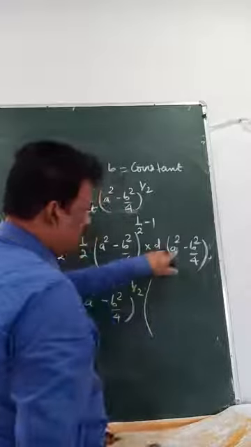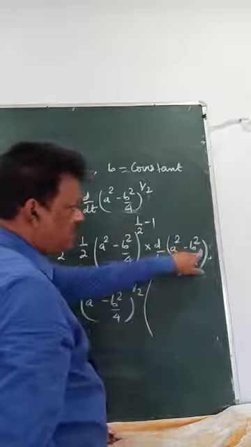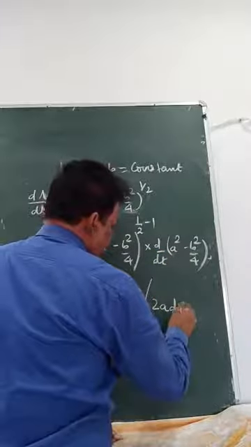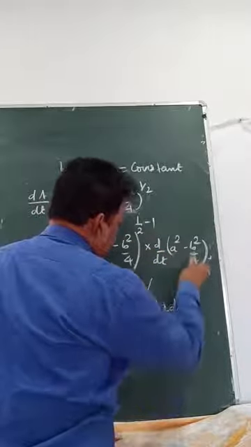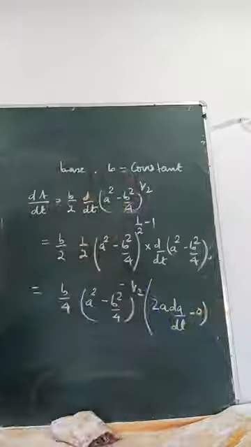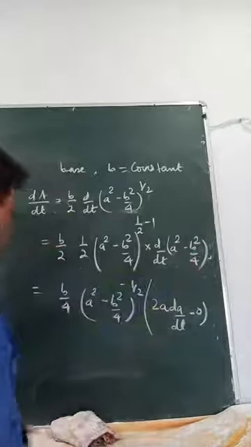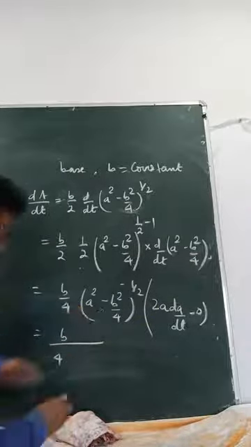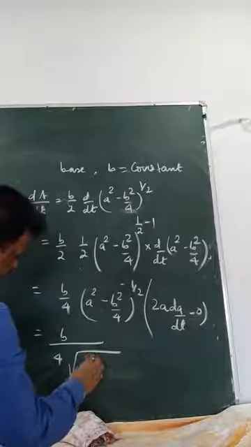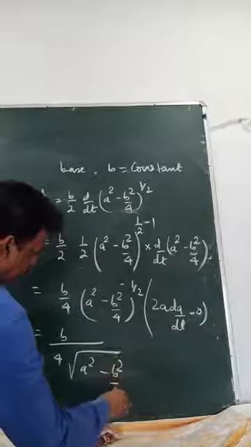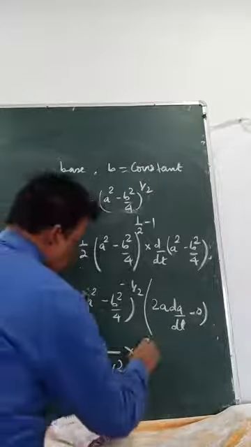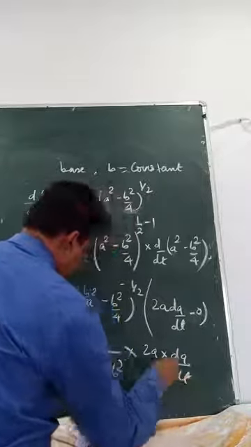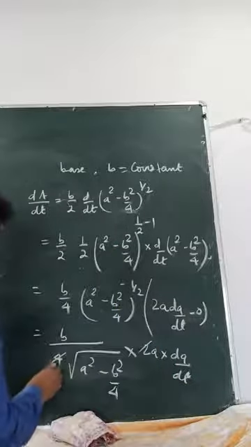This is again the nth formula, but this is variable, this is constant. So 2A then dA by dt minus 0. So B by 4, this will come down, square root of A square minus B square by 4, 2A dA by dt. Let me cancel one of these.